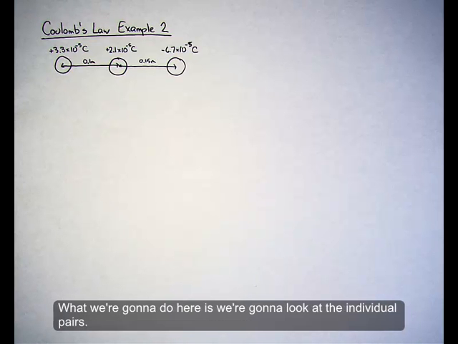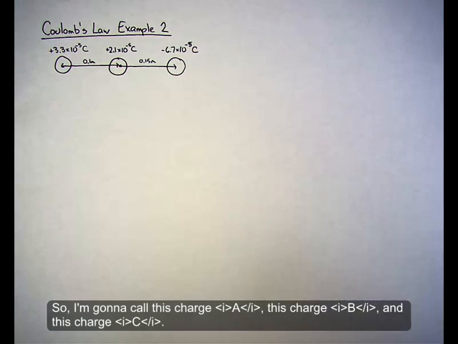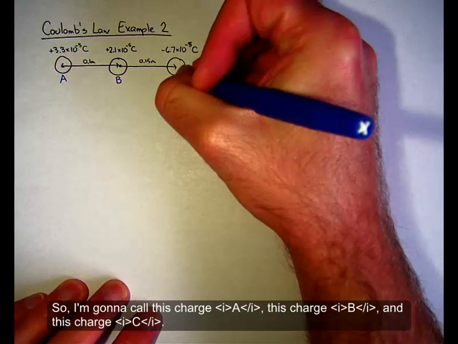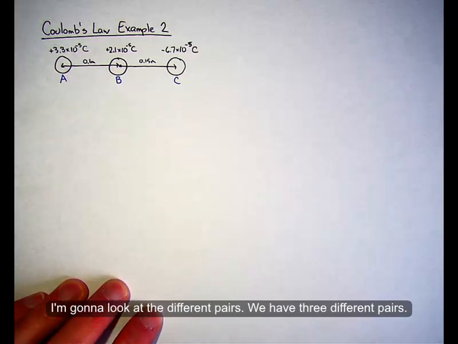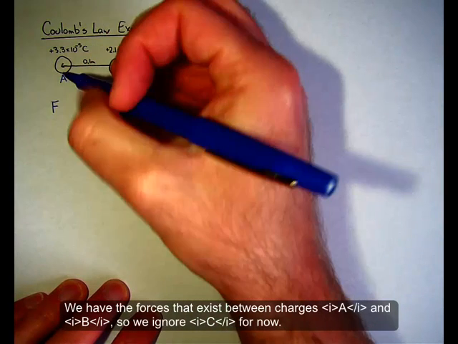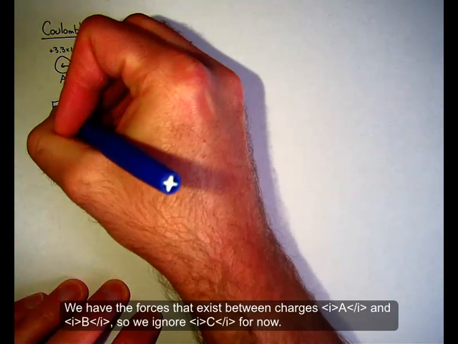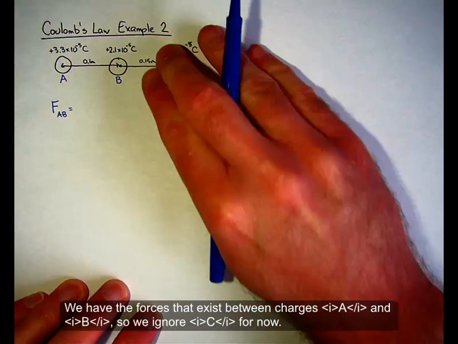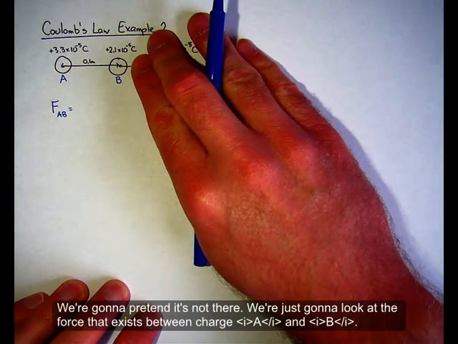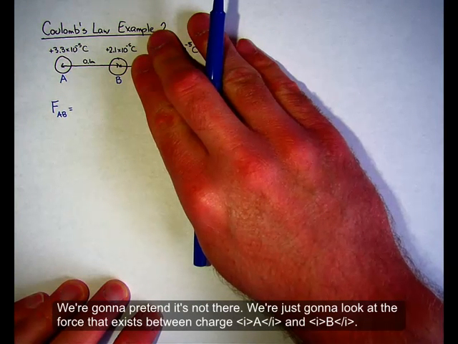What we're going to do here is look at the individual pairs. So I'm going to call this charge A, this charge B, this charge C, and I'm going to look at the different pairs. So we have three different pairs. We have the force that exists between charges A and B. So we ignore C for now. We're just going to pretend it's not there, and just look at the force that exists between charges A and B.